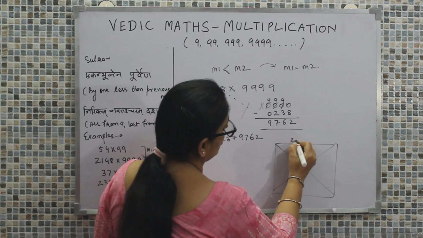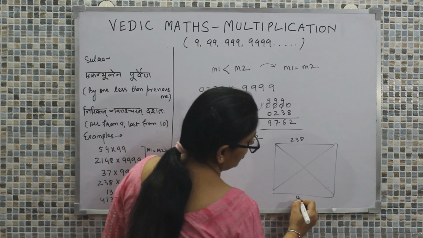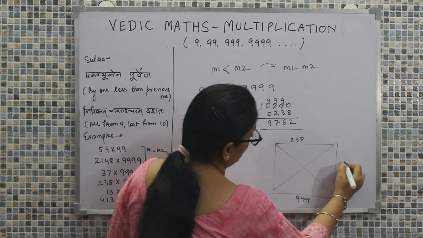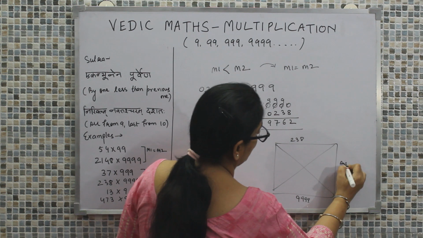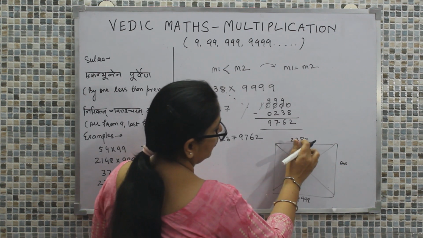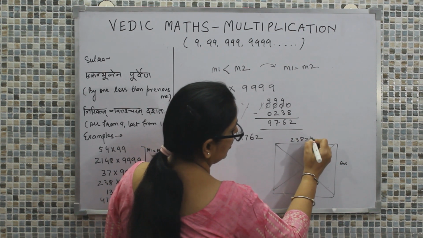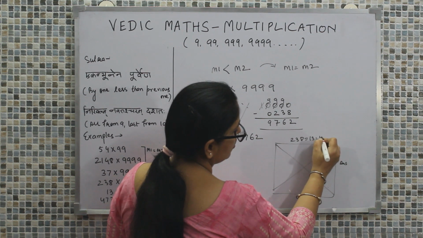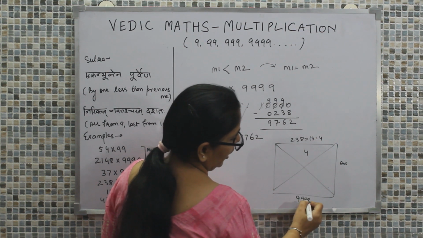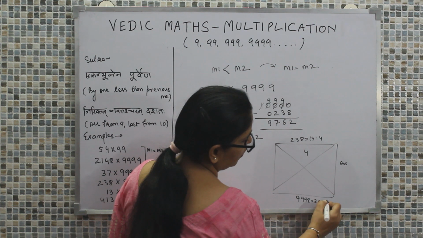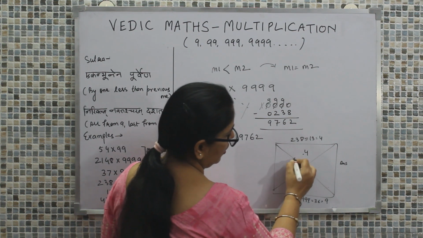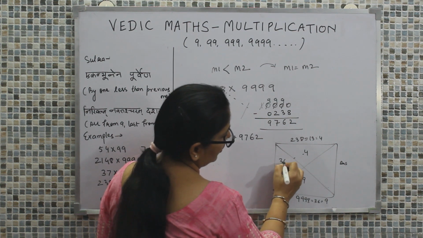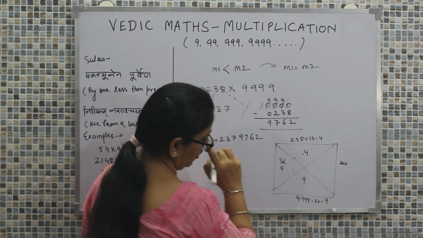The first is 238. 9 is repeated 4 times. And here we have the digital sum of the answer. Let's compute it. We have 10, and 10 plus 3 is 13. 13 means 1 plus 3 is 4. 9 4s are 36, 3 plus 6 is 9.